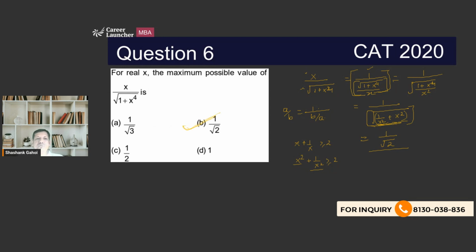And what I generally do, whenever I'm confused with these kind of questions, I just plug in x equal to 1 and see whether any option matches or not. So even if you put x equal to 1, you are going to get your answer. And that's how we are going to approach these kind of questions.